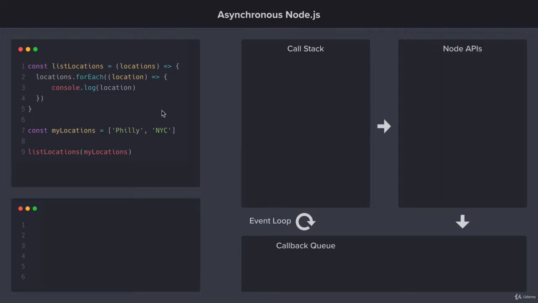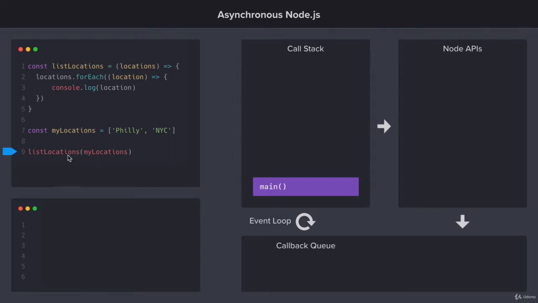So once again, the first thing that happens is the main function gets pushed onto the call stack, which allows the script to start executing. Right here on line 1, we define the list locations variable, creating the function, which is the variable's value. Now at this point, we are not calling the function, so it's not going to appear on the call stack. The next thing that happens is we move on to line 7, and this is where we define our myLocations array, adding a couple of locations in. From there, we move on to line 9, and that's where we call list locations with the array of locations.